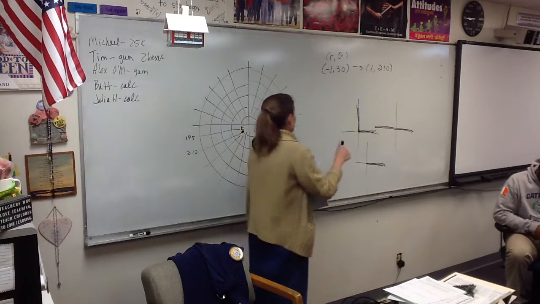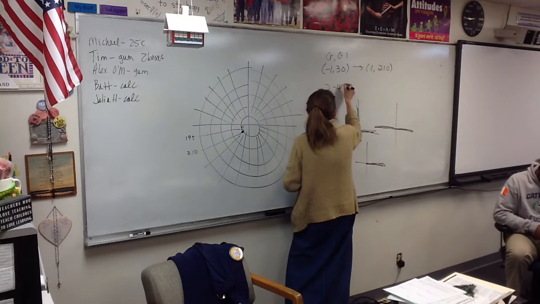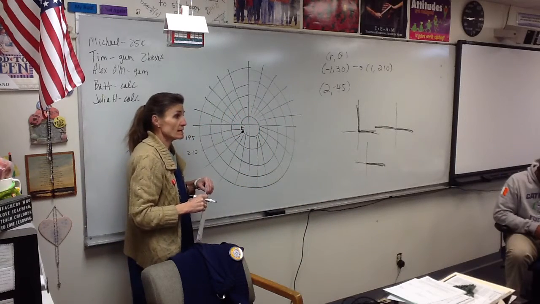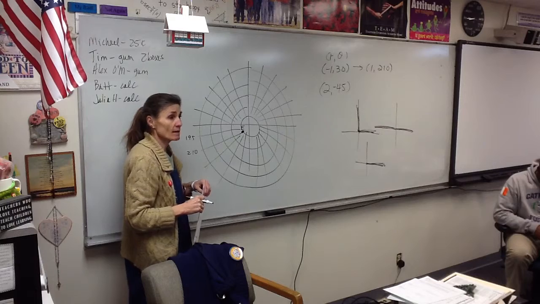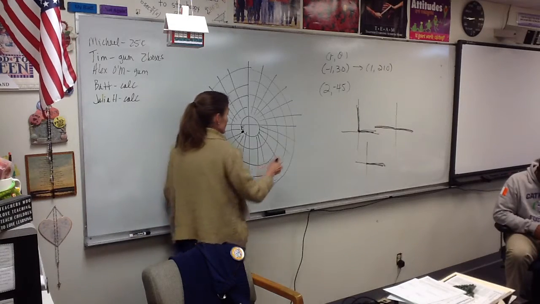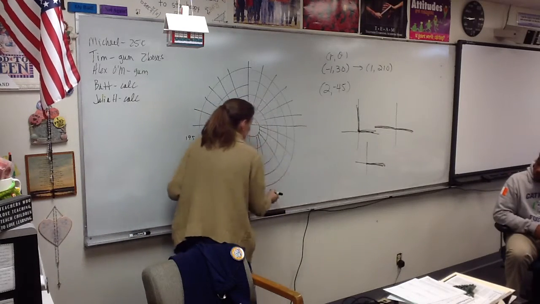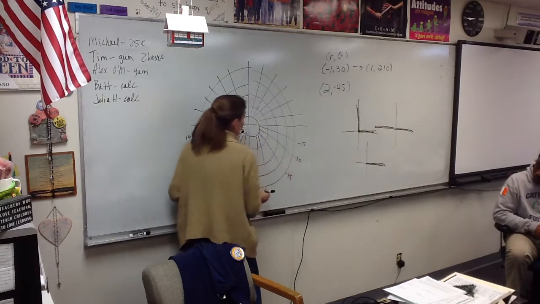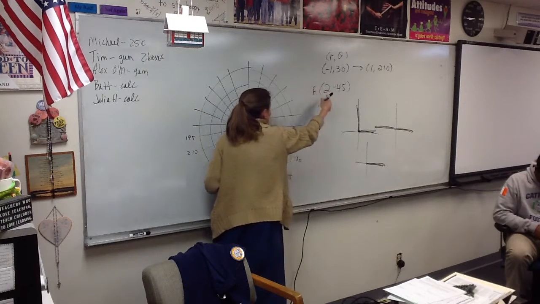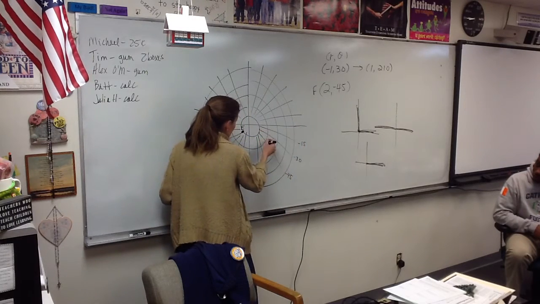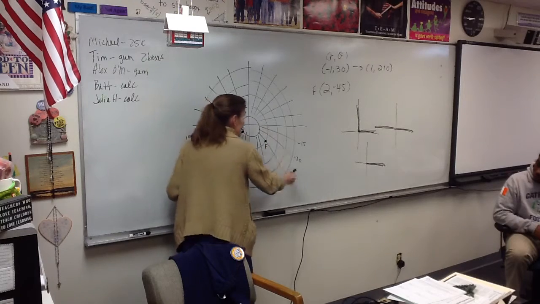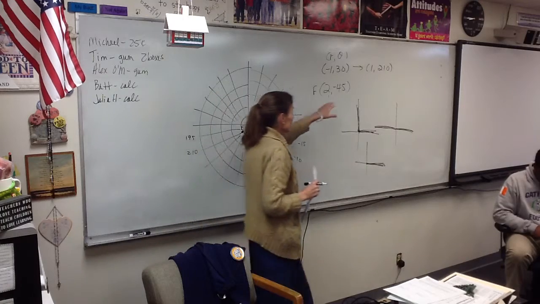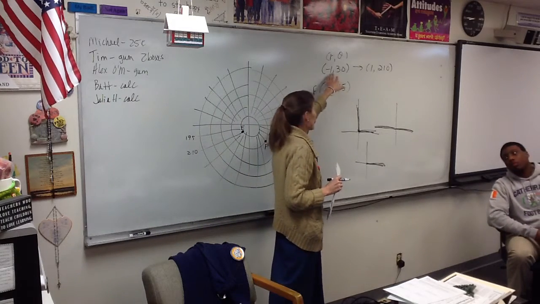Okay, F. Now F is a different scenario. F is not a negative radius. F is a negative angle. Well, we can do negative angles. Negative angles just mean go this way. So this would be -15, -30, -45. So point F would be plotted on the second circle out at -45 degrees. That is a different situation than having a negative radius.